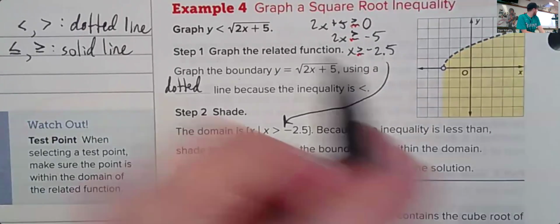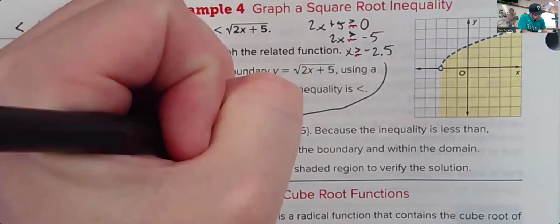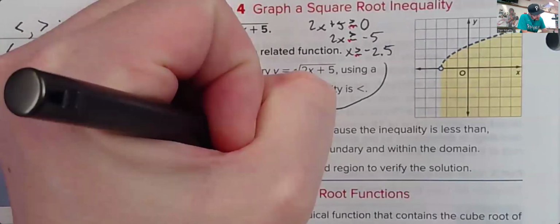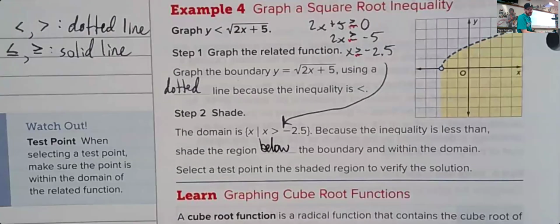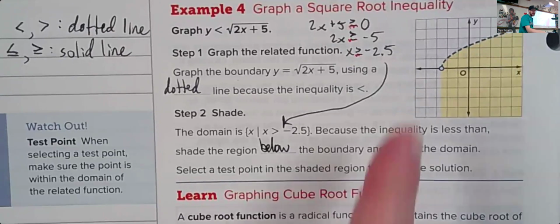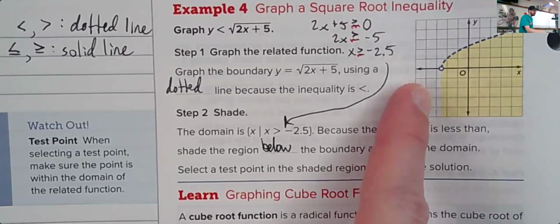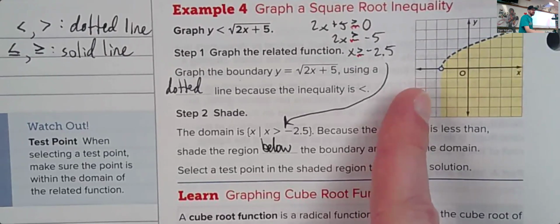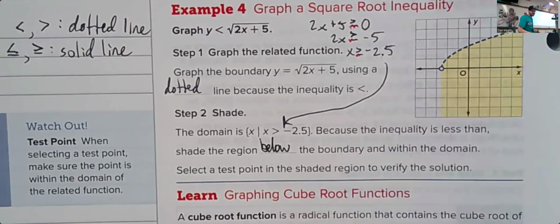Below, yeah. And you can see that in yellow over here. Shade the region below the boundary and within the domain. Within the domain means you cannot shade to the left of negative 2.5 on the x-axis, because this graph doesn't go left of negative 2.5 on the x-axis. It doesn't actually get to negative 2.5 on the x-axis.